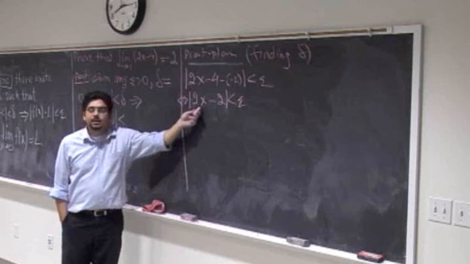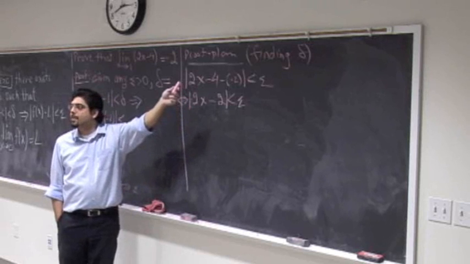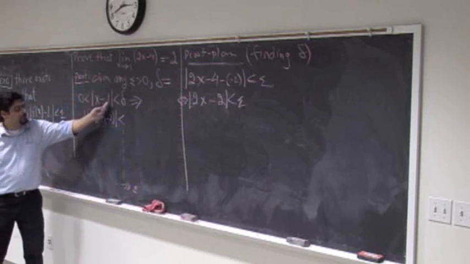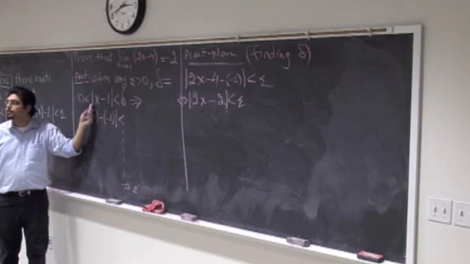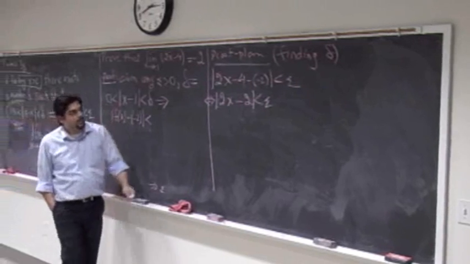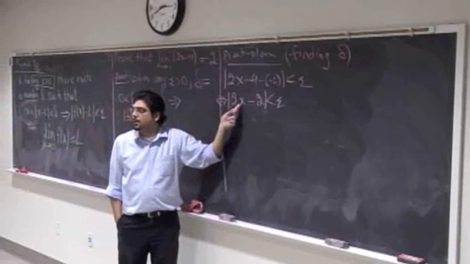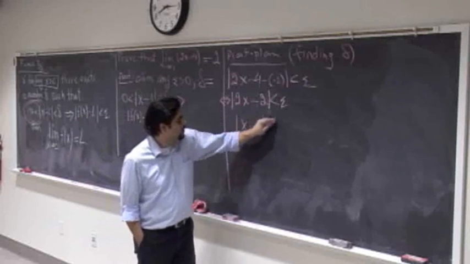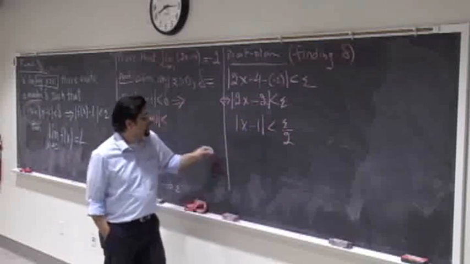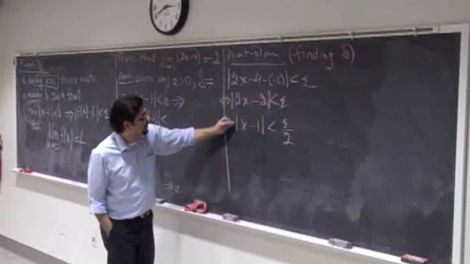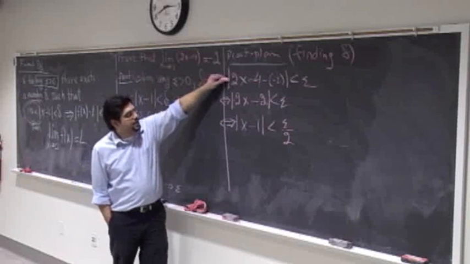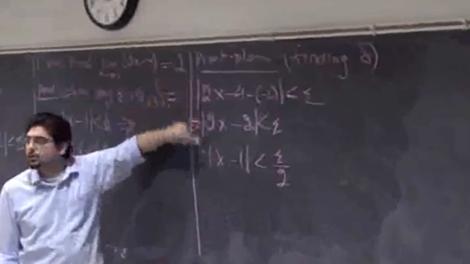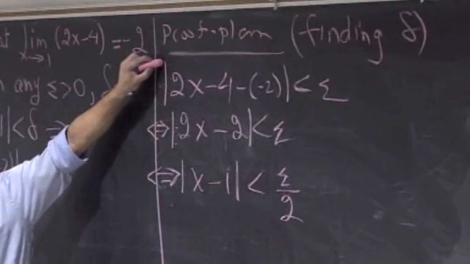And I want to somehow relate this to delta. Right? In order to relate this to delta, I need to have an expression that looks like this. Well, it's not very hard to make this look like that, x minus 1. We can just divide by 2. Again, these statements are equivalent. In other words, if this happens, this happens, this happens. If this happens, then this happens and this happens. So it's completely reversible. Yes?